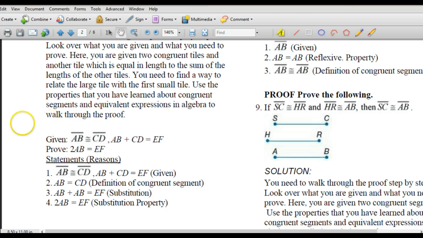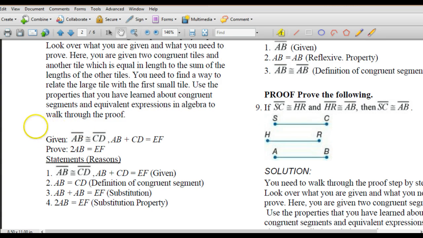From there, we're going to use some substitution into this initial statement. So we're going to rewrite this statement, but we're going to substitute something in for something else. Since we just proved that AB is equal to CD, let's put AB in place of CD into this statement. Now it would say AB plus AB is equal to EF. So that's through the property of substitution. And then we're almost there.